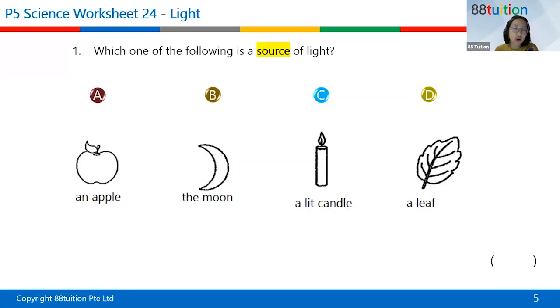Okay, which one is the source of light? The keyword here is source. So can y'all tell me your answer? A, B, C, or D? Type into the chat.